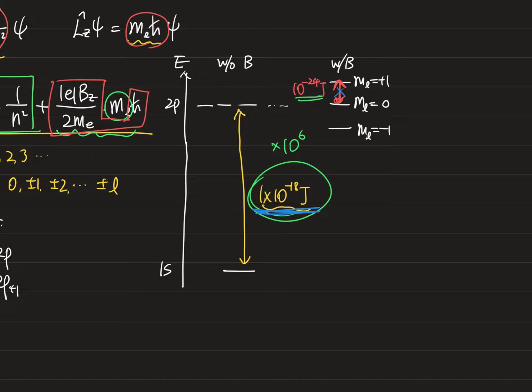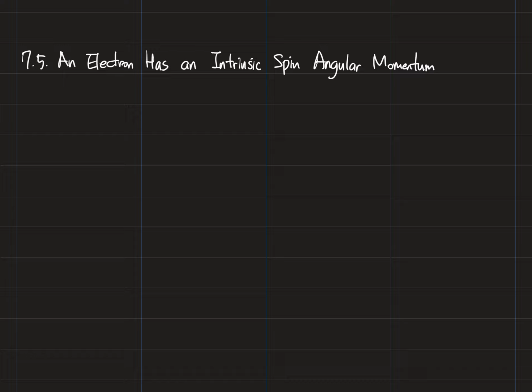Okay, let's move on to the next page. Section 7.5 is about the spin. The title is Electron has intrinsic spin angular momentum. So the electron has its own angular momentum and it is called spin. It is not from an external effect. Okay? So let's talk about the spin.